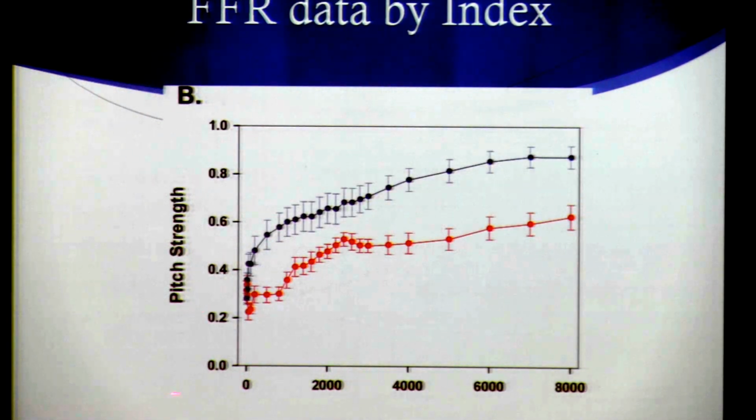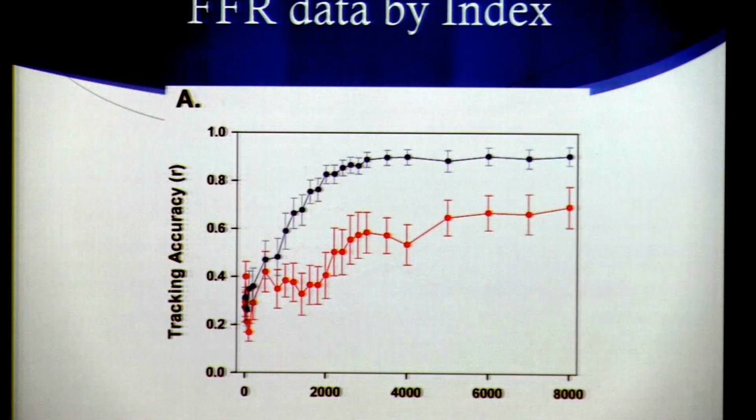Pitch strength, similar pattern, sweeps on the x-axis, pitch strength on the y. As we increase the number of sweeps or move along that x-axis, both groups are increasing in their pitch strength. Again, the adults doing so at a faster rate than the newborns. And finally, with tracking accuracy, number of sweeps on the x-axis, tracking accuracy on the y this time. Both groups are improving in their ability to track the change in the pitch. Again, the adults doing so at a faster rate than the newborns.